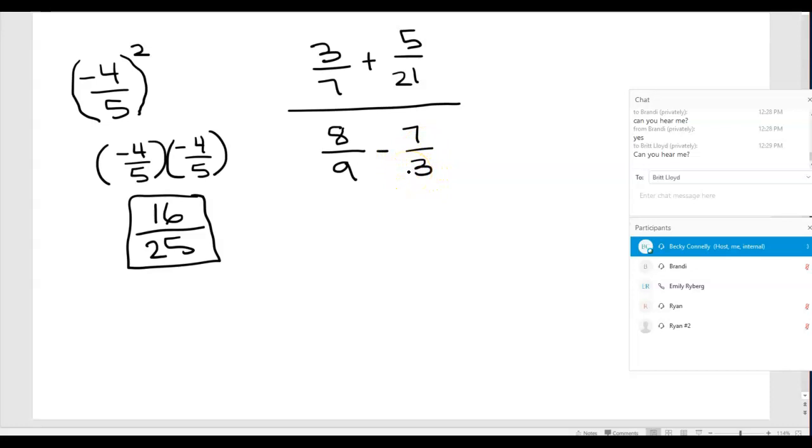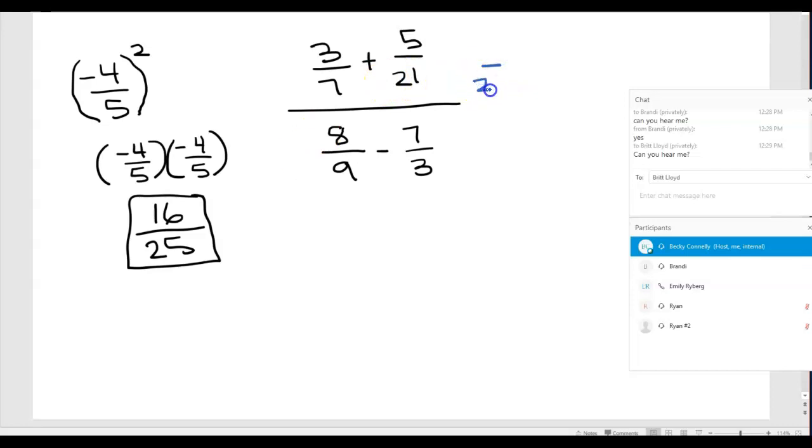One thing you can do is treat these as two separate problems and just look at the top, the 3/7 plus the 5/21, and get that down to one answer before you work on the bottom. In order to do that, we need a common denominator. And here, 21 is going to be the common denominator.